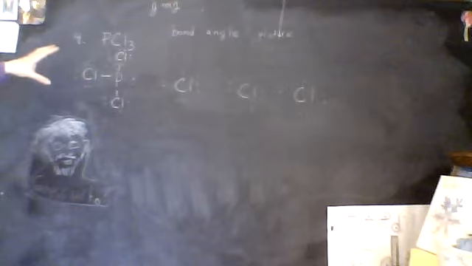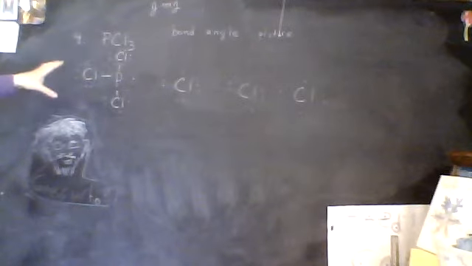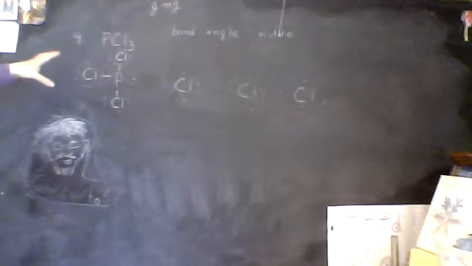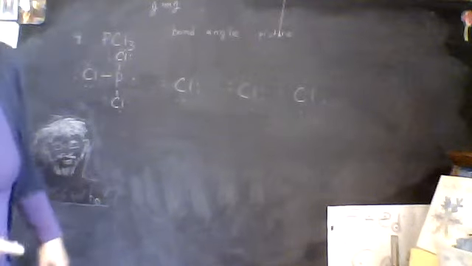So this is a tetrahedron, which is a pyramidal shape. So what is the pyramidal bond angle? 107. It's 107 degrees. Okay? So now we're going to need to draw a picture of it.